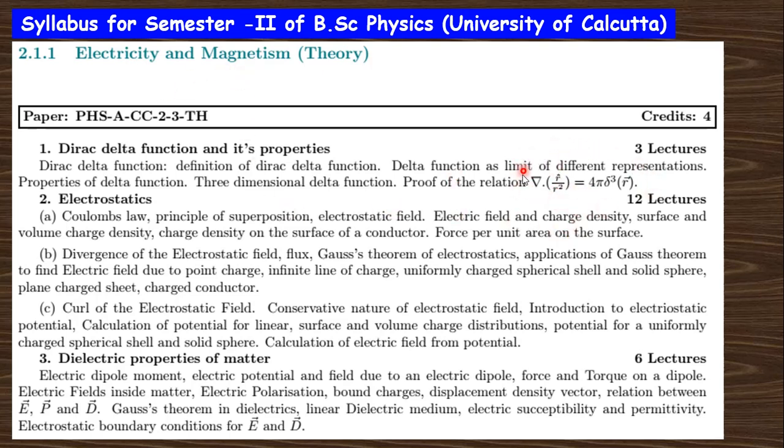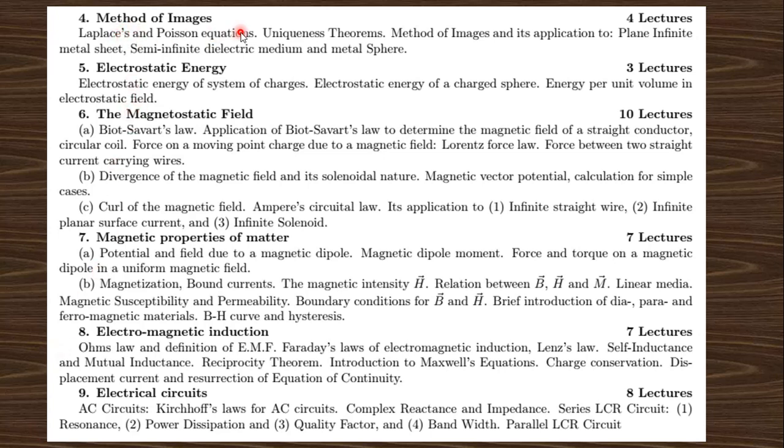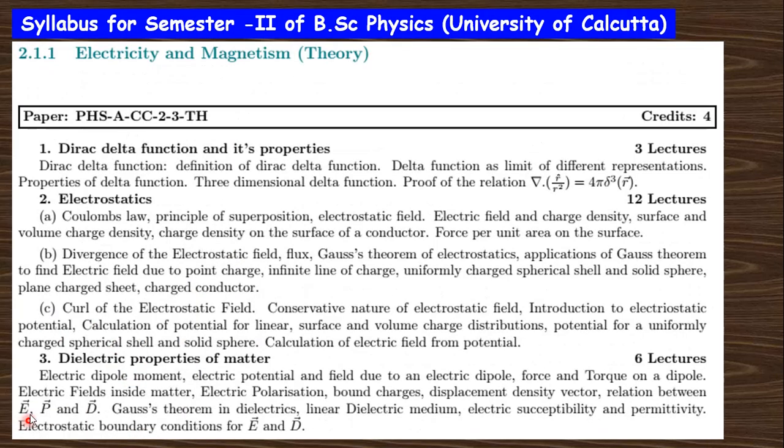This identity, that's why at the very beginning we need to derive this equation using the Dirac delta function. That's why this is very important for discussing the rest of electricity and magnetism. This includes electrostatic dielectric property of matter, method of images, electrostatic energy, the magnetostatic field, magnetic property of matter, electromagnetic induction, and electrical current. This is the total syllabus for electricity and magnetism, semester 2 CC3 paper. So let's start with this portion.